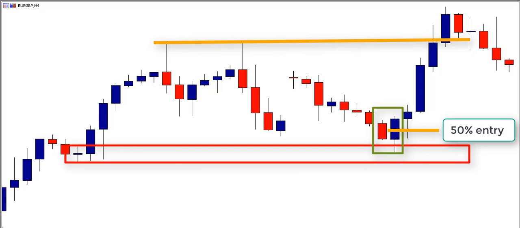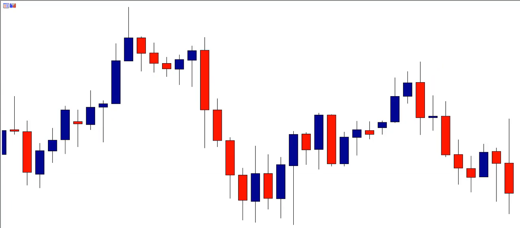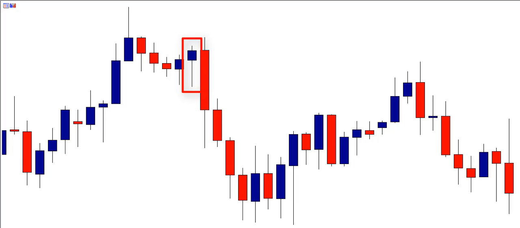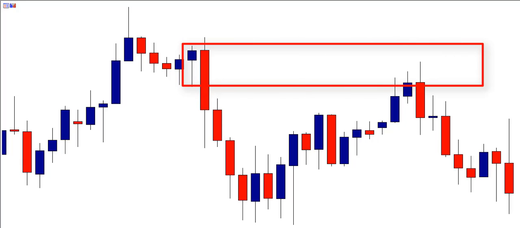Look at another example. This is the British Pound Japanese Yen 1-hour chart. This is a rally, base, drop supply zone. The basing candle is this failed pin bar. So to draw the zone, you draw the proximal line at the lower shadow and the distal line at the nose.